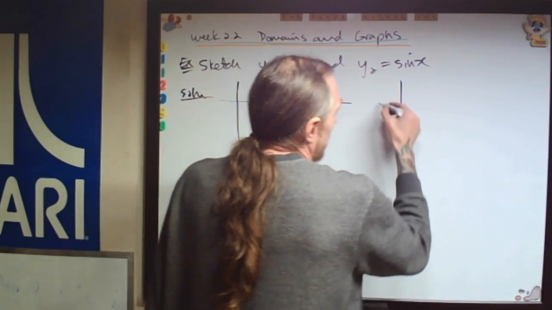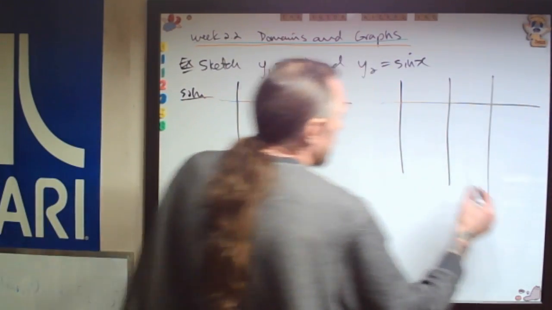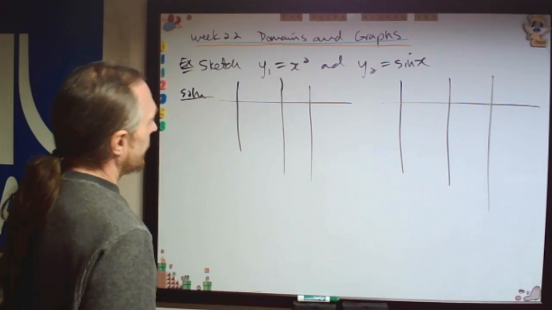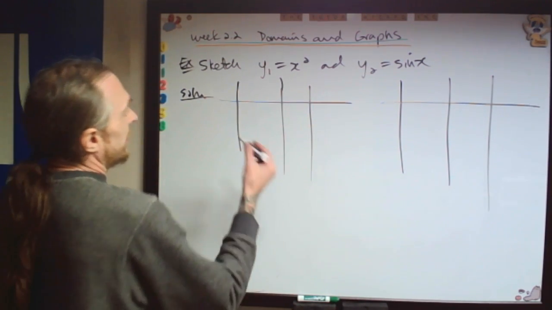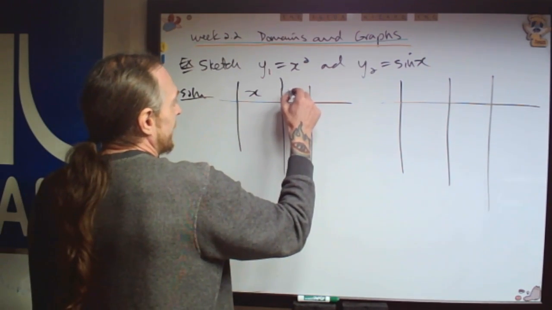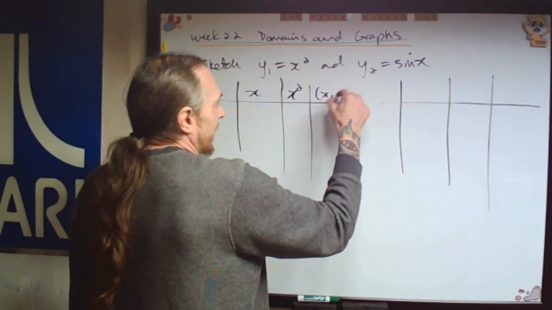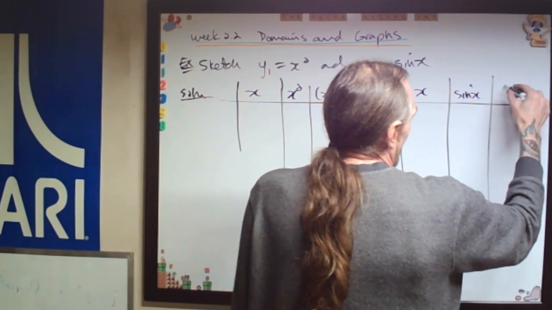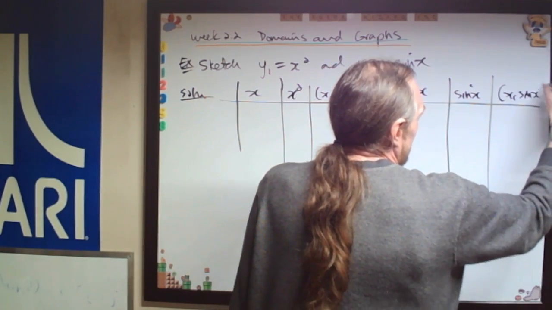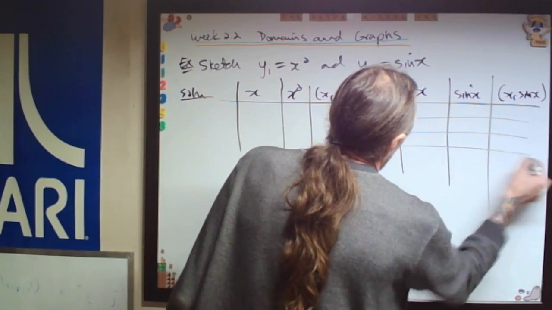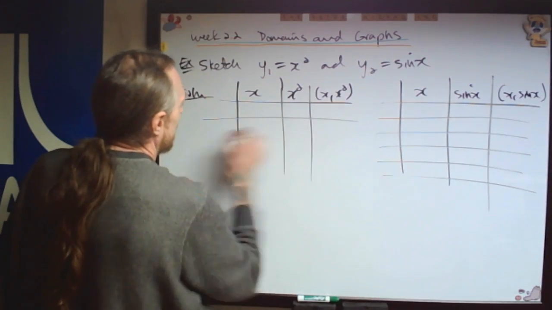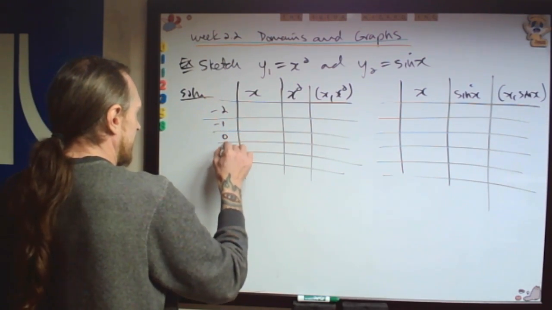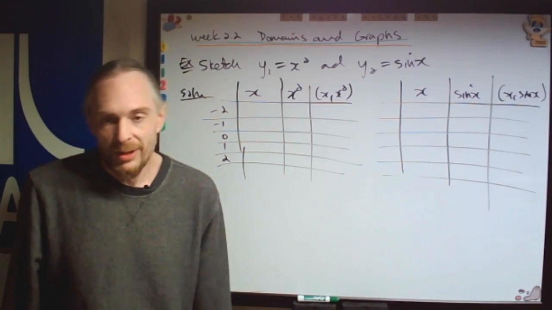Here's what we're going to do. It doesn't really matter. So what we're going to get is x squared, and then the point x, x squared. We're going to get sine x, and then the point x, sine x is the idea. So -2, -1, 0, 1, 2. I've cheated and done this, but you want to pick some points.